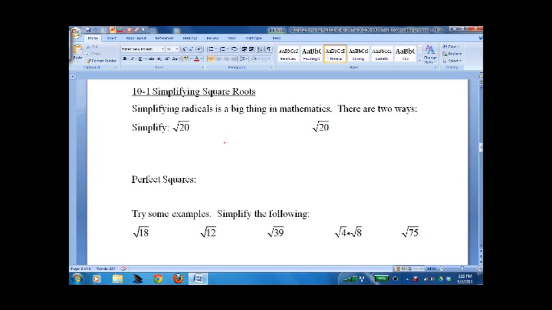Lesson 10.1, Simplifying Square Roots. So this is a big thing in mathematics. There's two ways to do it. I look for the perfect squares.